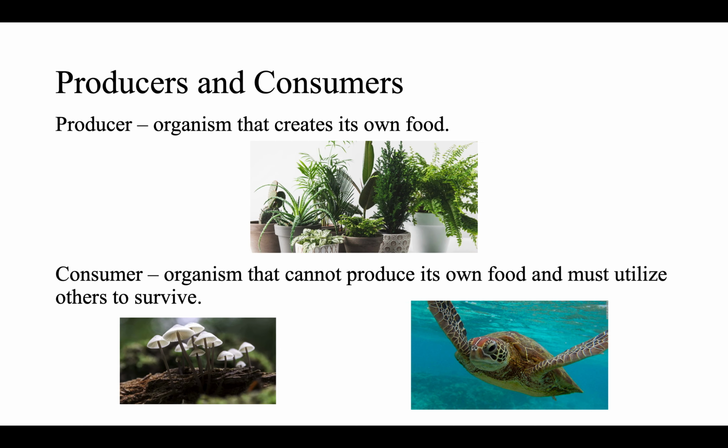So producers and consumers. A producer is an organism that creates its own food. So plants. There are some other examples, but primarily plants. Consumers are organisms that cannot produce their own food and must utilize others to survive. So we're consumers, bugs, other species of animals, and also decomposers like fungi. They can't produce their own food. They must decompose other species in order to get nutrients.